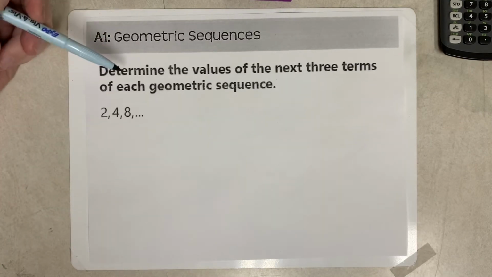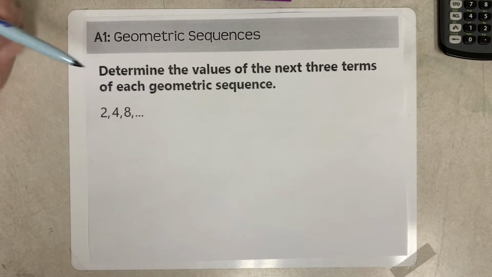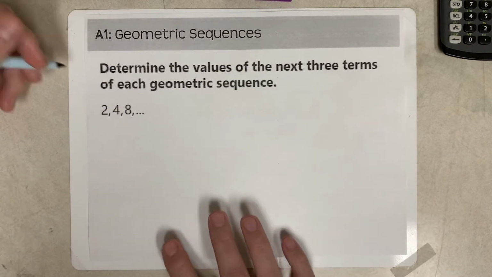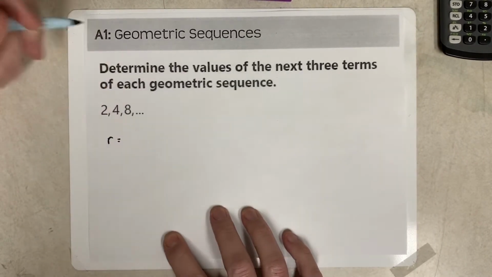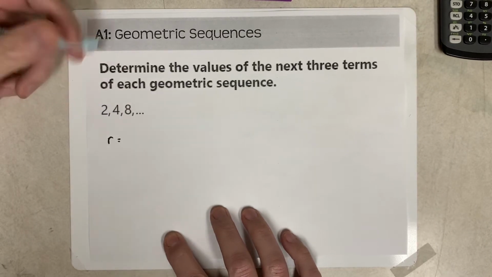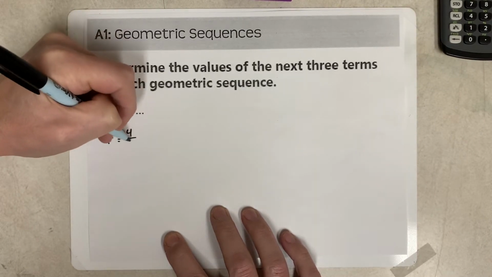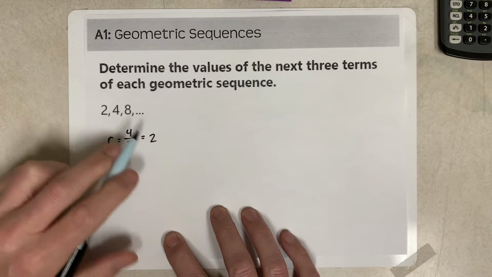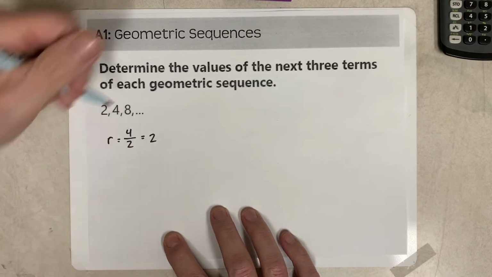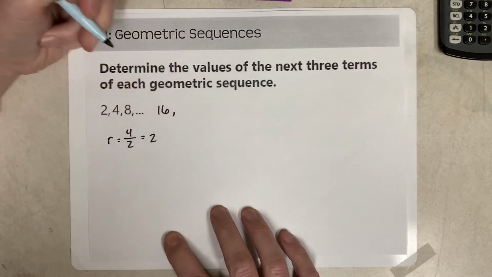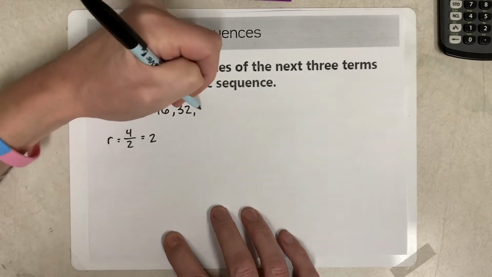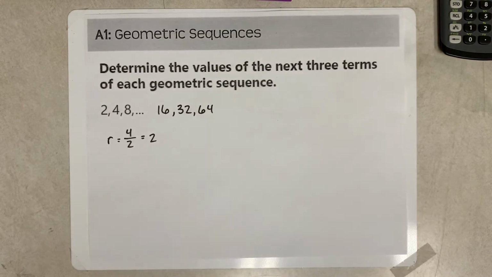And the first one says, determine the values of the next 3 terms of each geometric sequence. So it goes 2, 4, 8. And so we try to find our common ratio. Our common ratio, we pick 2 of the terms and divide them. 4 divided by 2 would just be 2, which means the next 3 terms, you just take the previous term and multiply by 2. So 8 times 2 is 16. 16 times 2 is 32. And 32 times 2 is 64. And that is it.